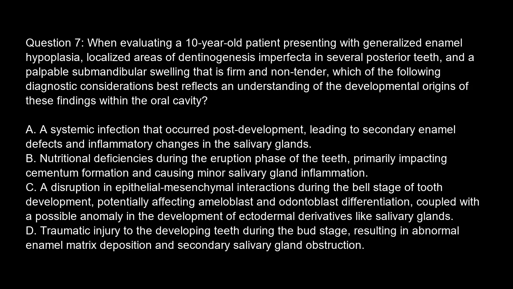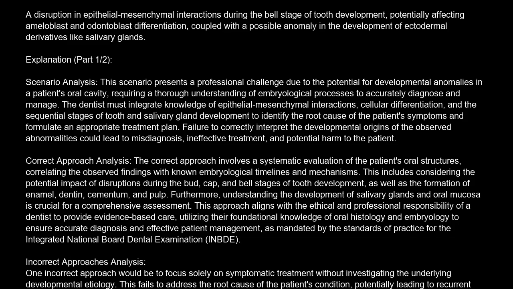Option D, traumatic injury to the developing teeth during the bud stage, resulting in abnormal enamel matrix deposition and secondary salivary gland obstruction. The correct answer is C, a disruption in epithelial-mesenchymal interactions during the Bell stage of tooth development, potentially affecting ameloblast and odontoblast differentiation, coupled with a possible anomaly in the development of ectodermal derivatives like salivary glands.